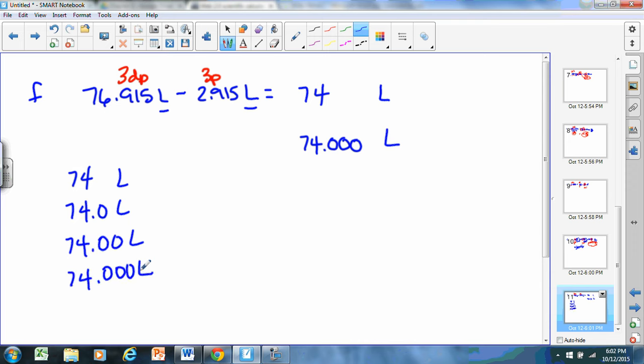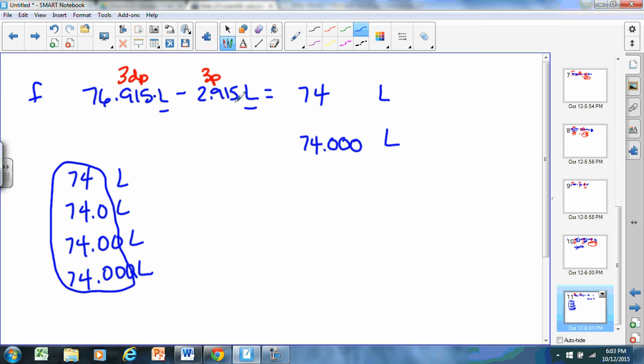All of these numbers are the same number. I get that. I have my master's in math. 74, 74.0, 74.00, and 74.000 liters are all the same number. But when you have an answer to a calculation in chemistry, you get two pieces of information. The first piece of information is what the number is. It's 74. The second piece of information is how good were your measuring instruments.